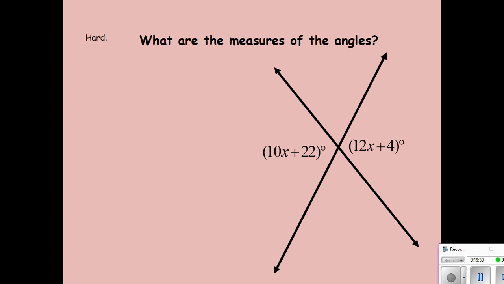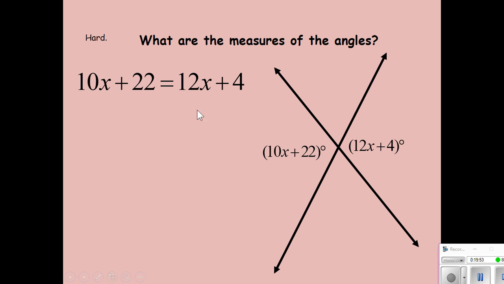In this case, these are vertical angles. The angle on the left and the right, they're going to have the same measure. These two angles are congruent. They're vertical angles. So if they have the same measure, we're just going to set them equal to each other. This one, 10x plus 22, is equal to this one, 12x plus 4. And then just simply go through the algebra and solve for x.